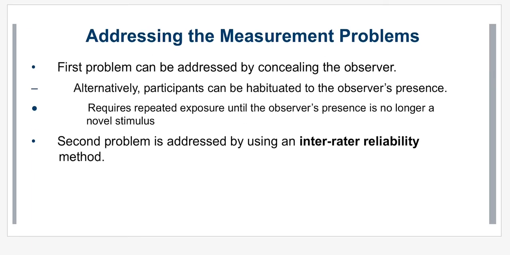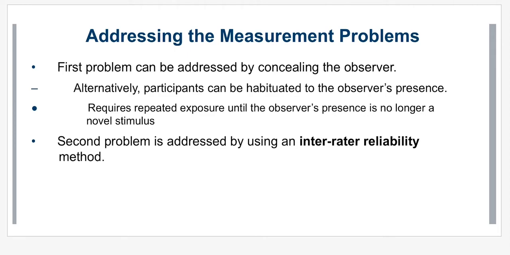The first problem of possible reactivity and demand characteristics can be addressed by simply concealing the observer. So if the observer can't be seen, then the participants don't know they're being observed, then they are not going to change their behavior, theoretically, right? Now that can also raise issues of ethics because, if they don't know they're being observed, is that okay? Or in other situations, it may be impossible for the observer to avoid being seen. And so an alternative is that they can be habituated to the observer's presence.